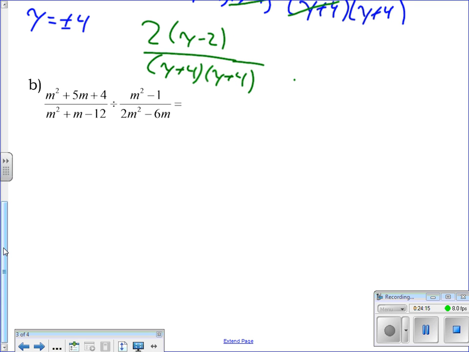So the first thing you want to do is factor both of them. Okay. So first thing, factor each one. M plus 4, M plus 1 over M plus M.